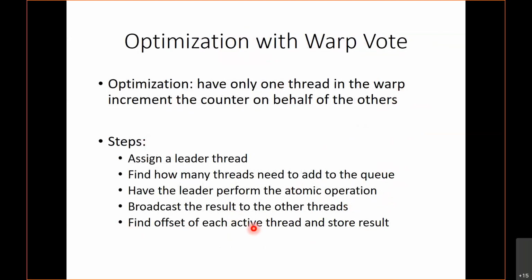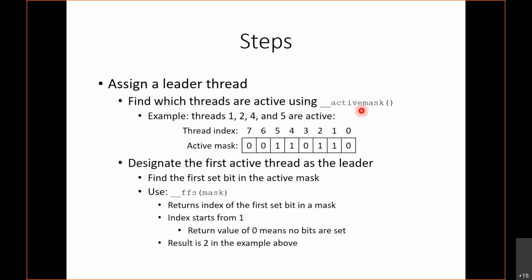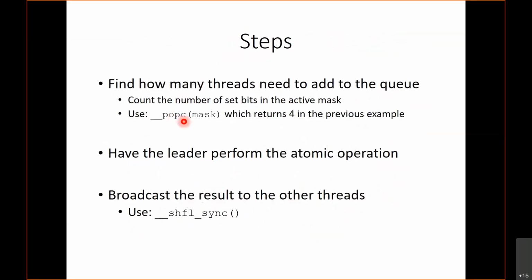And then each active thread figures out where it stores its result. And we saw how to do each of these. We saw how we used the active mask to figure out which threads are active, and the find first set intrinsic to find the first set bit in the active mask in order to figure out which thread we want to assign as the leader. We saw how to use population count on the active mask to figure out how many bits are set, so that we figure out how much space we need to allocate in the queue.